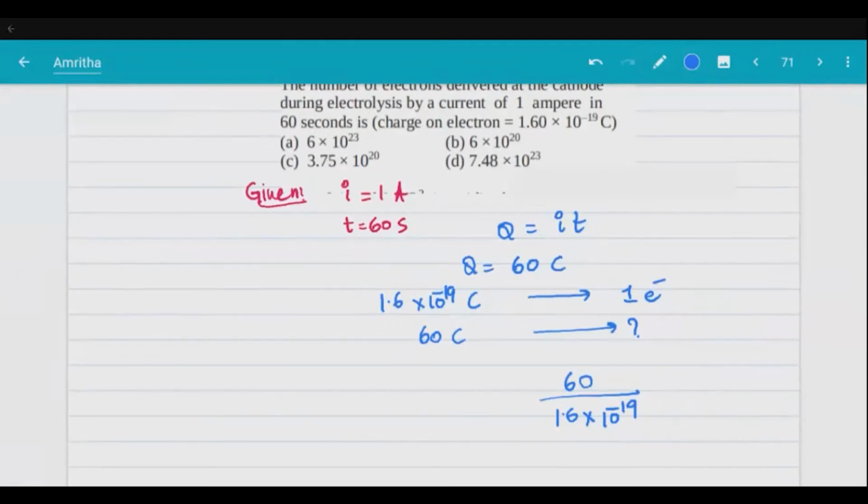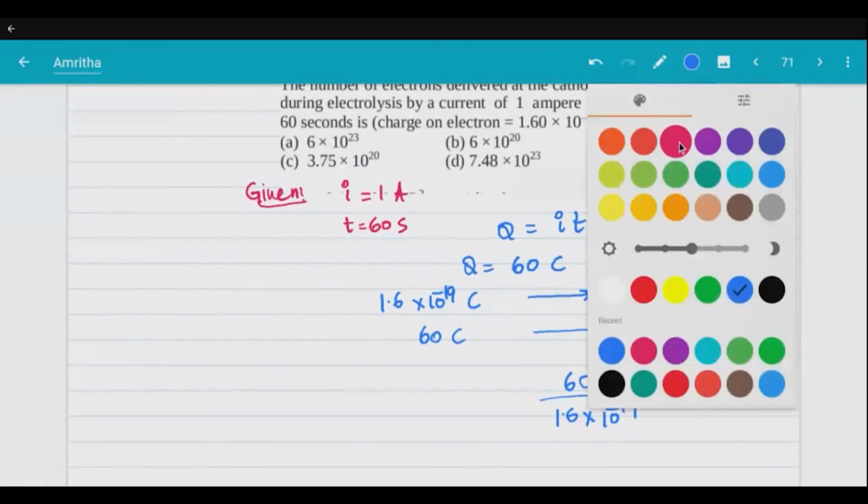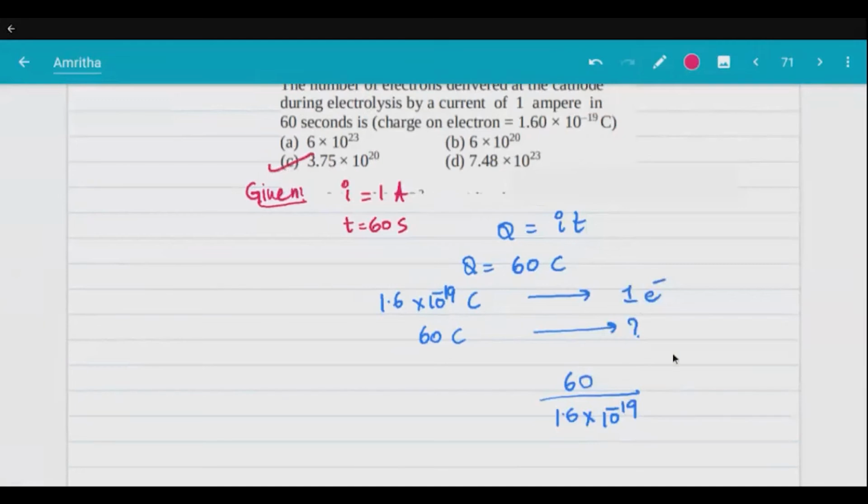Sixty by 1.6. How much? So exactly, right? This is the correct answer. 3.75. Okay, this is 37.5 into 10 power minus 19. So 3.75 into 10 power minus 20. Okay, so 10 power 20, 19 and 20. Yes, not minus.